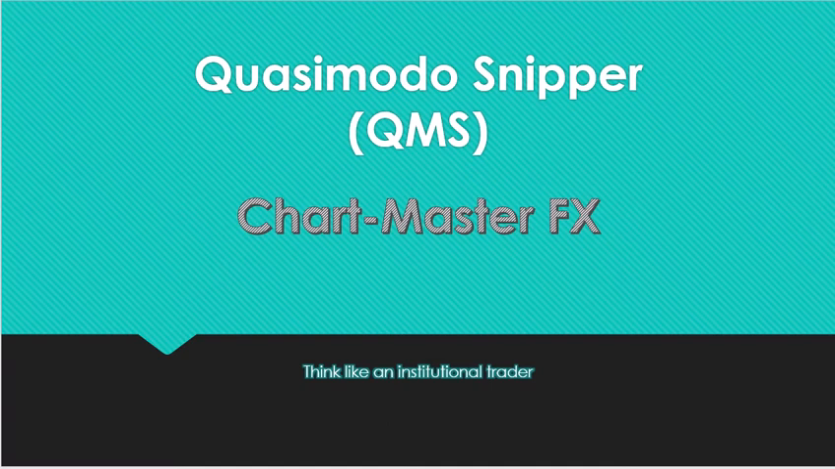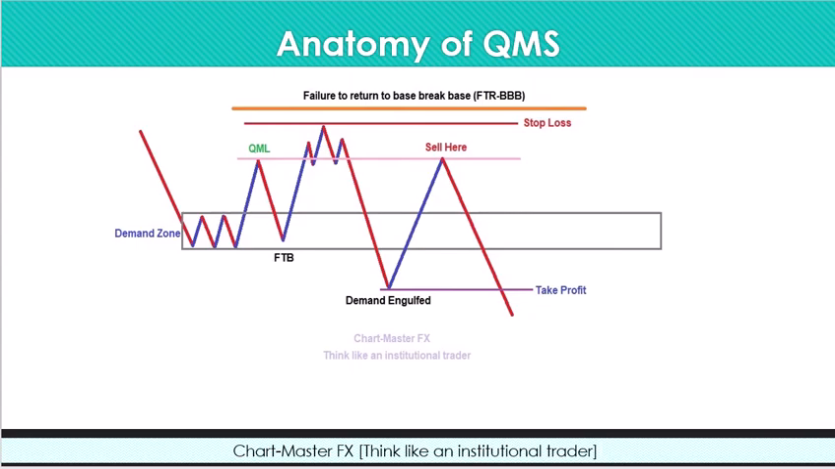Welcome to Chartmaster FX. Today we are going to look at the Quasimodo sniper, which is abbreviated as QMS. This is one of the magic comrades. Let's go straight to the business of today. So this is the anatomy of the QMS.